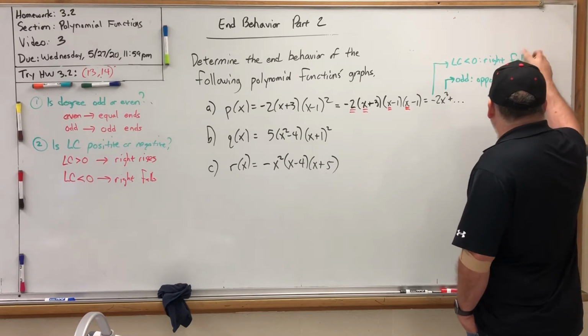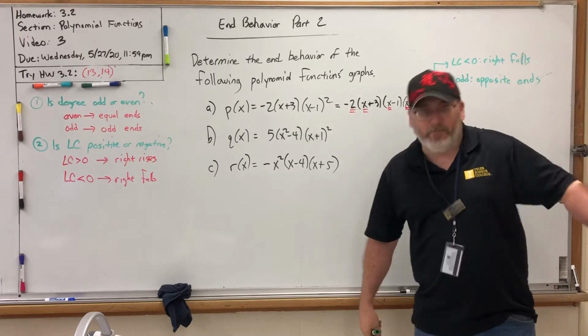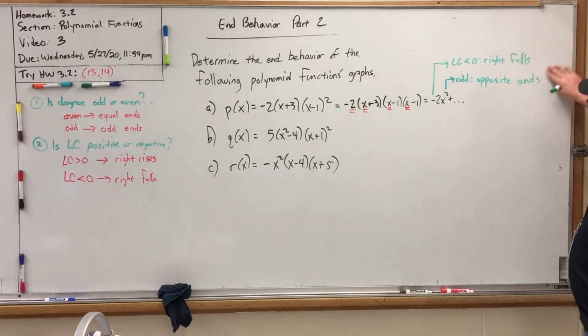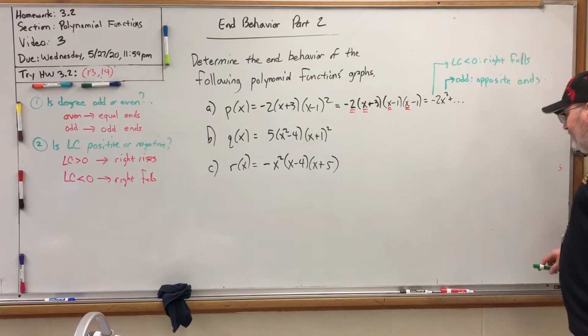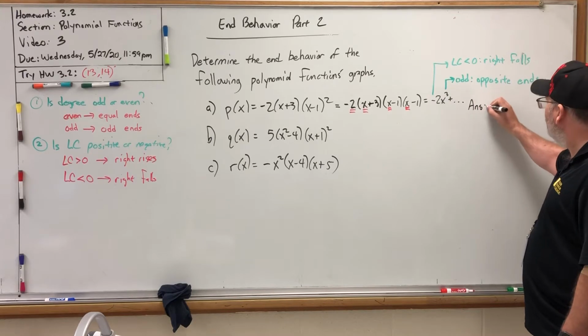Just think of the first sign as pointing the direction of the right end of the graph. Negative, right points down; positive, right points up. Now, this isn't the end behavior in total, this is just describing how to find it. So now that I know these two things, I can say what the end behavior is.